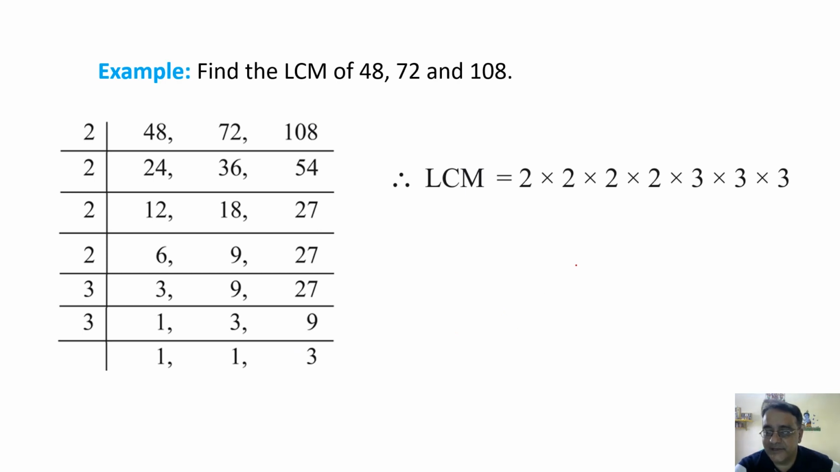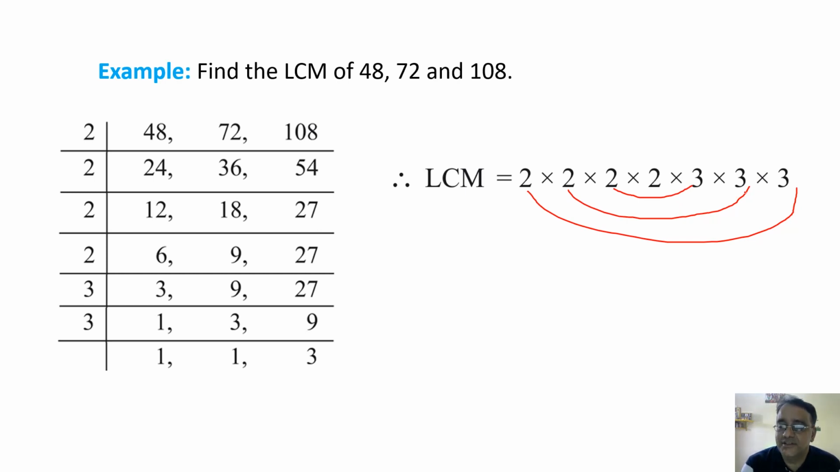Now how will we multiply this? Look carefully. 6, 6, 6. So 6 into 6 is 36. 36 into 6 is 216, into 2. 216 into 2 is equal to 432. Okay. So this is the last question of today's session.